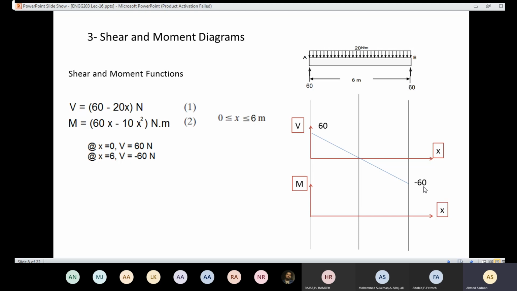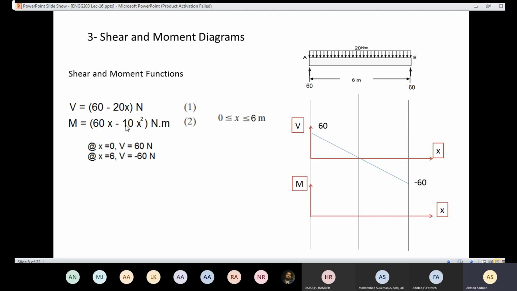Here we have a strange phenomenon. As we can see, the value of the shear here is 0. And that is a very important point to refer to. When the value of the shear is 0, then the moment is going to be maximum. So at that point, the value of the moment at that location is going to be maximum. So whenever we have that case, we need to take care of that. We need to know the distance from here to here.